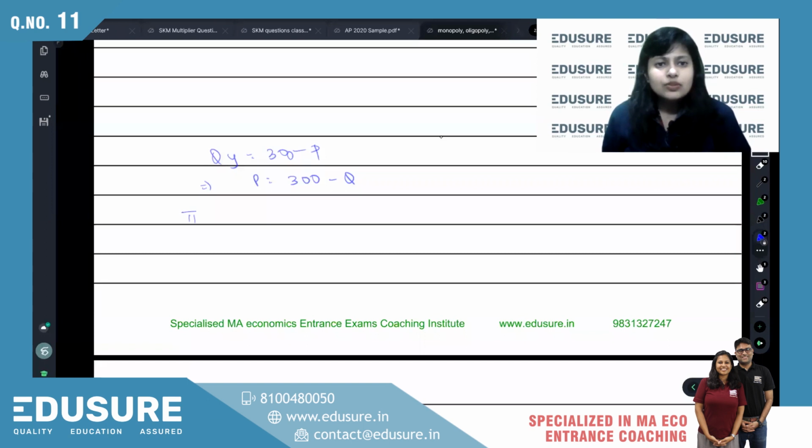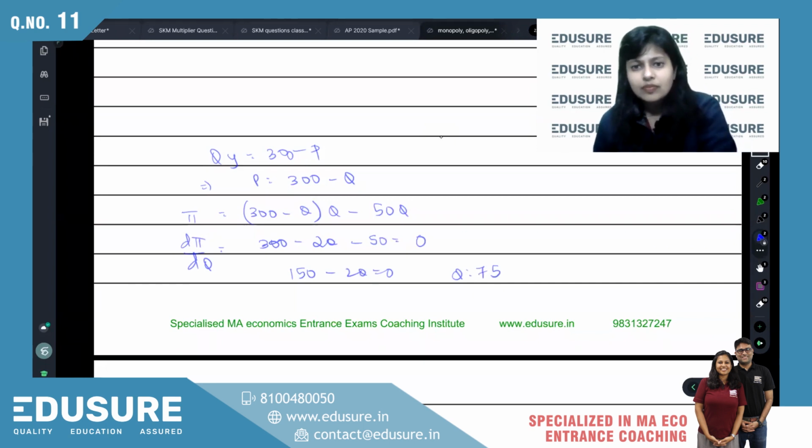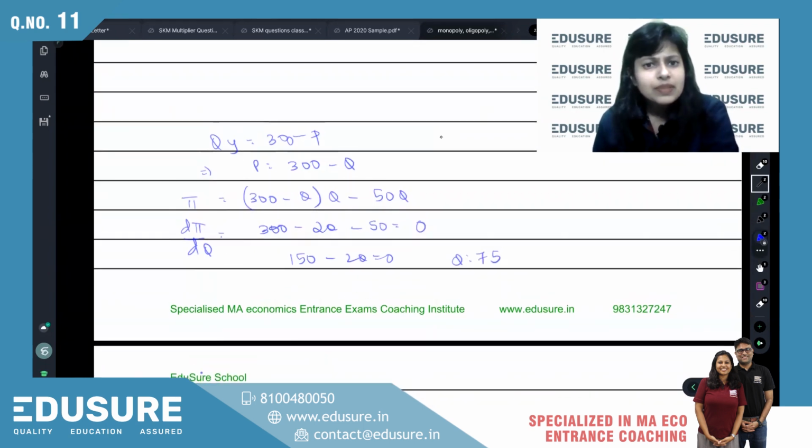So the profit is going to be 300 minus Q into Q minus 50Q, and d pi by dQ is equal to 300 minus 2Q minus 50 is equal to 0. So 250 minus 2Q is equal to 0, so Q is equal to 125. And did I make a mistake?